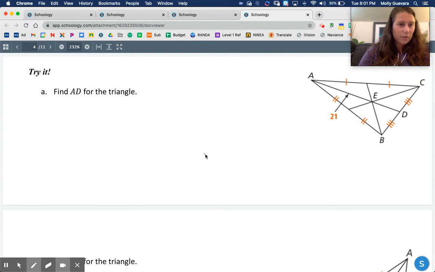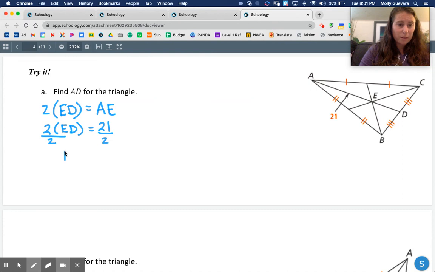So let's look at this first one here. It says find A to D. Okay, and again, I don't know AD, but I do know AE, so that's cool. And so I know that because these are medians, that if I take ED and I multiply it by 2, I'm going to get AE. So I'm going to fill in what I know. I don't know ED, but I do know that AE is 21. So again, I'm going to divide by 2, and I get that ED is 11.5.